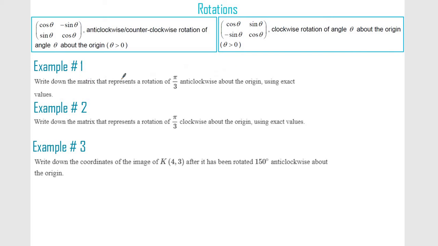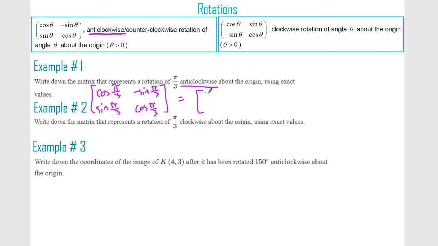So example 1, write down the matrix. Just start by finding the matrix with a rotation of pi over 3 about the origin. So anti-clockwise, so that's going to be this one. So that is cosine pi over 3, sine pi over 3, negative sine pi over 3. I said this in the wrong order, so excuse me.